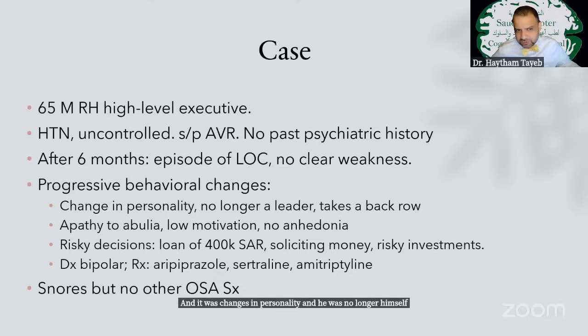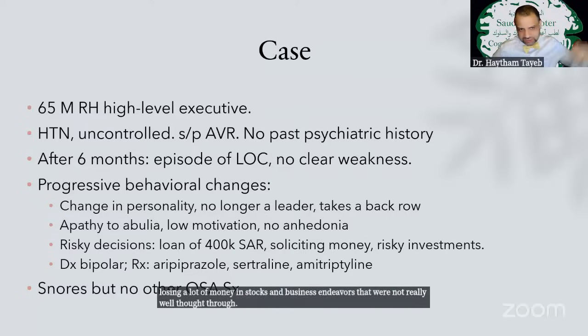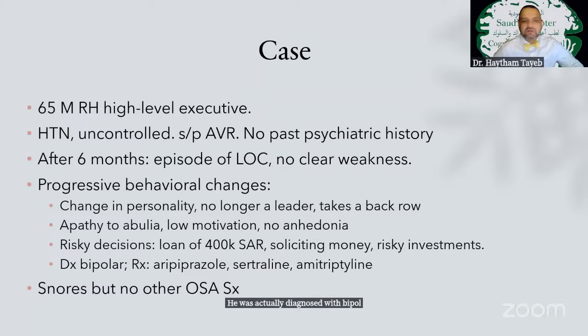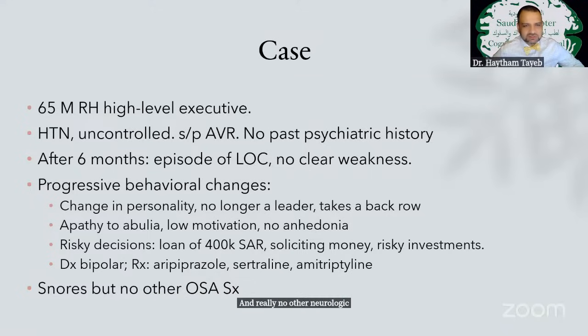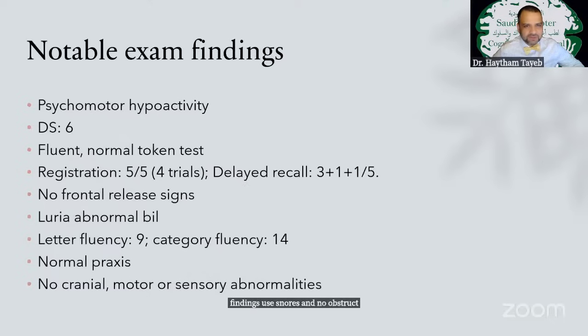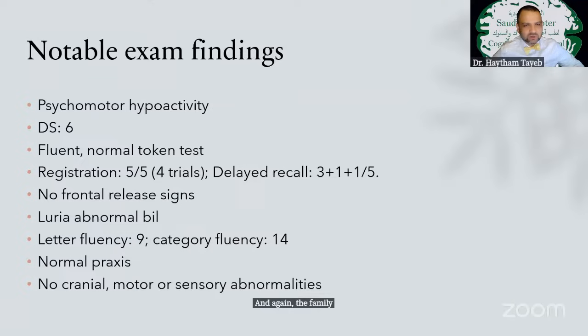He was at the back of the room despite being at center stage. He had apathy, abulia, low motivation, and then that would alternate with the opposite: risky decisions, losing a lot of money in stocks and business endeavors that were not really well thought through. He was actually diagnosed with bipolar disorder, started on these meds that you see, and really no other neurologic findings. He snores, no obstructive sleep apnea. This is how his exam looks. And again, the family came to me asking about potentially going on treatment.